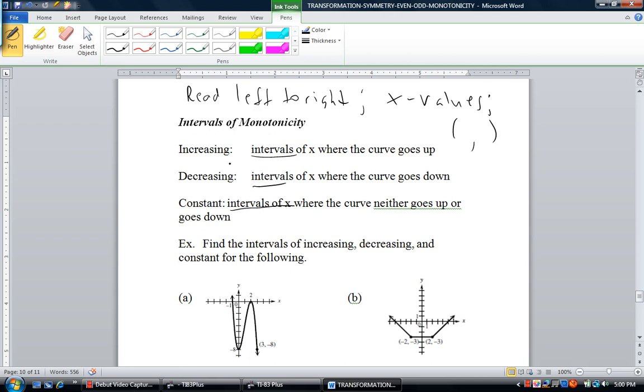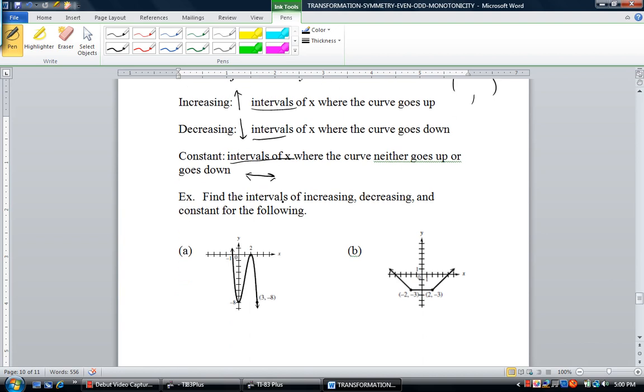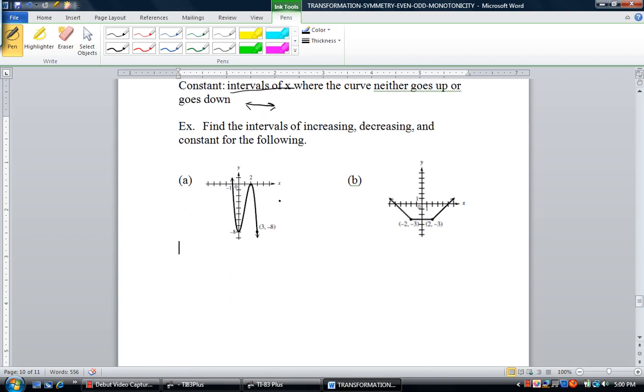So, when we read left to right, if the graph goes up, I'm going to use the up arrow a lot of times to represent increasing. That's where it increases. If it goes down, down arrow means it's decreasing. If you see this constant arrow, it's a constant, so it doesn't go up or down. So let's just do some examples so you can see exactly what's going on.